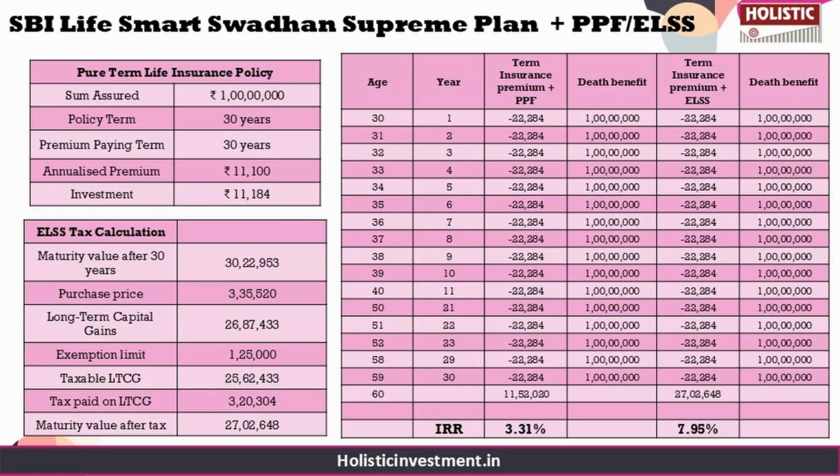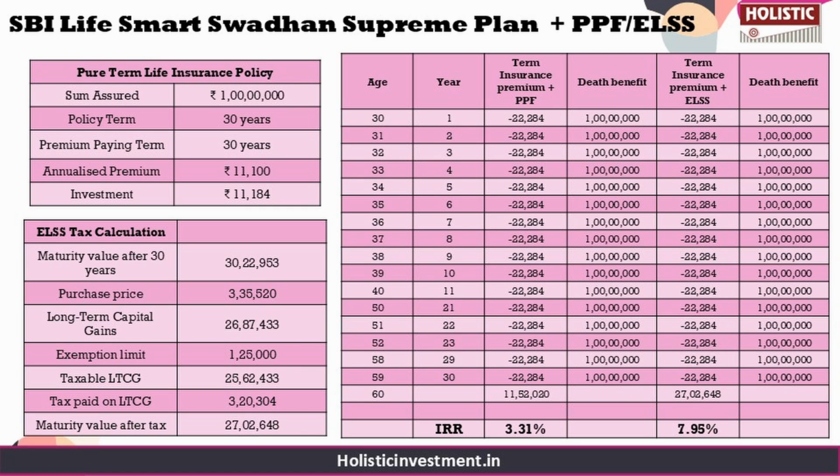We are going to see, for life cover purposes, how economically you can avail a pure term life insurance policy for the same sum assured of 1 crore. This shows the difference in premium and how we could optimize the surplus premium. For a sum assured of 1 crore, a pure term life insurance policy will cost you just 11,100 rupees per annum. The policy term and premium paying term is 30 years. In the earlier example, for the same metric, the premium is 22,284 rupees.